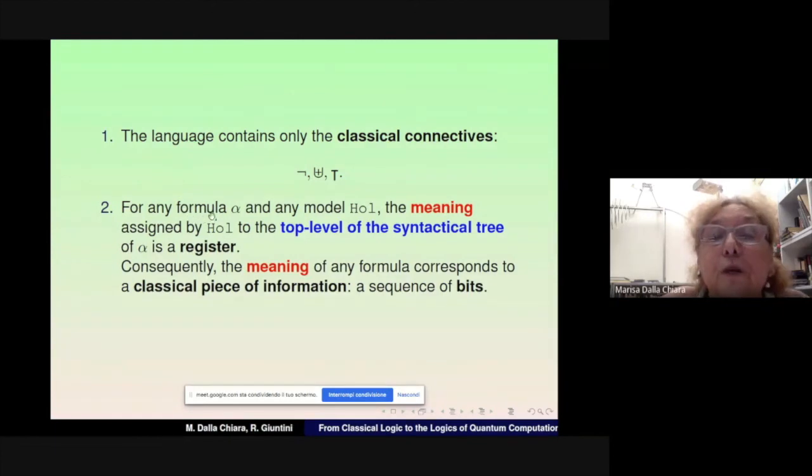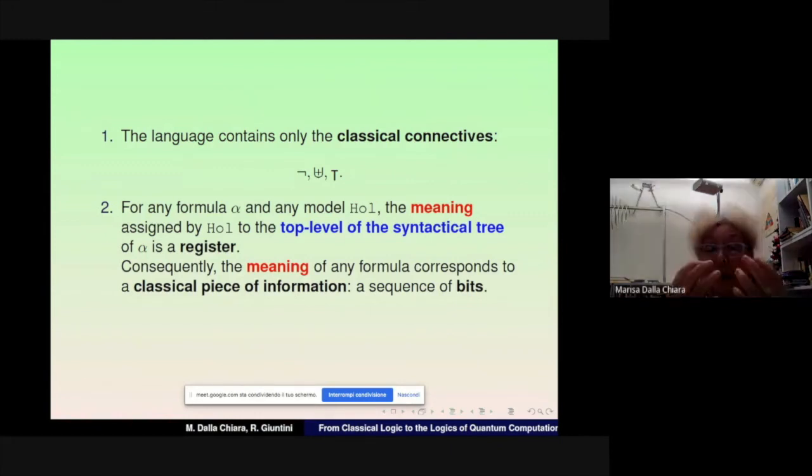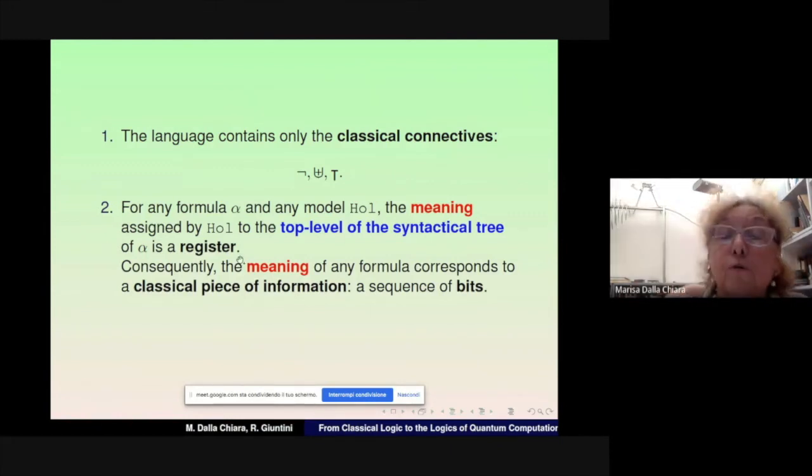Second condition, for any formula alpha and any model hol, the meaning assigned by hol to the top level of the syntactical tree of alpha is a register, so a classical piece of information. Consequently, the meaning of any formula corresponds to a classical piece of information, a sequence of bits. So this is very important in our opinion, as stressed also by Roberto in the case of classical and quantum computation.